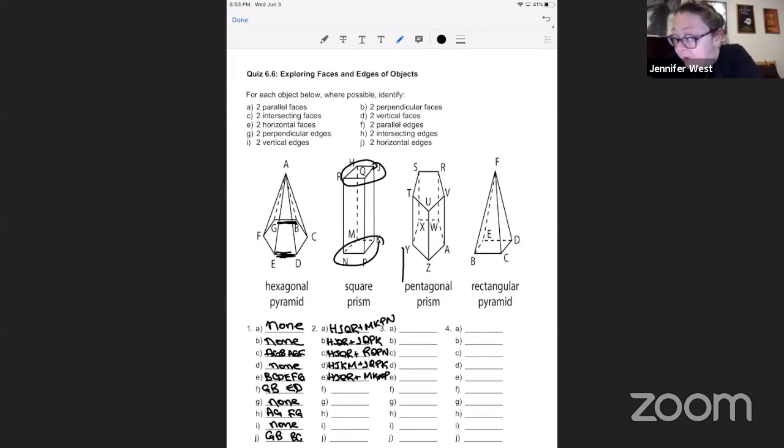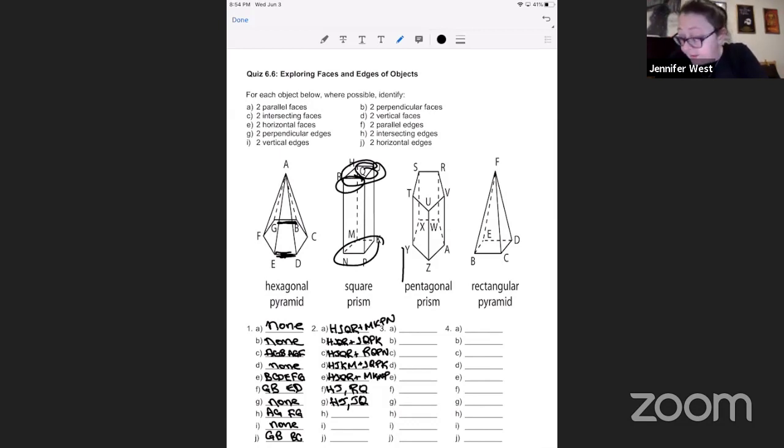2 parallel edges. So HJ, which is up here, and RQ. Those are parallel. And 2G. It's asking for 2 perpendicular edges, which means that they will meet like this. So that's going to be HJ and JQ.